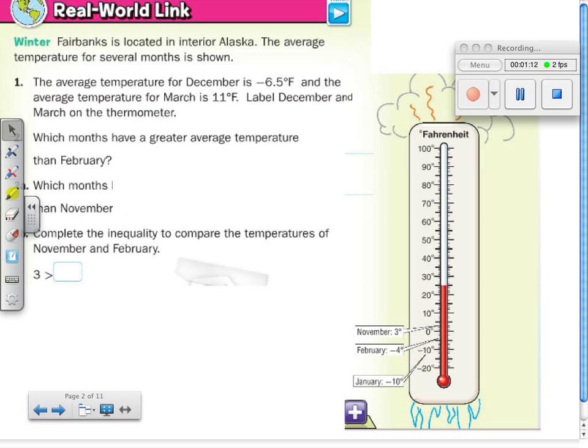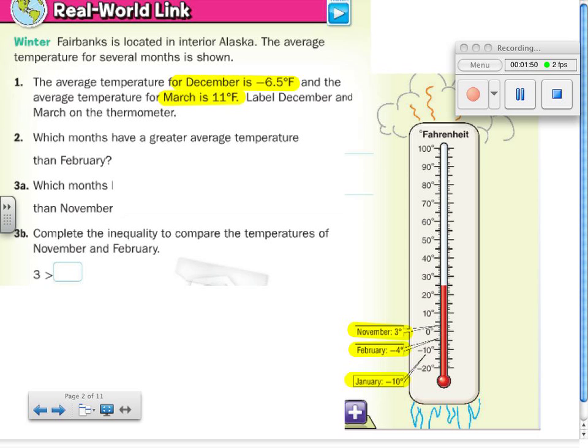All right, here's an example. Fairbanks, Alaska. Fairbanks is located in Alaska, and the average temperature for several months is shown here on the thermometer. We see November, December, February, and January. In the first problem, they tell us that the temperature for December is negative 6.5 degrees Fahrenheit. It's pretty chilly. And the average temperature for March is 11 degrees Fahrenheit.